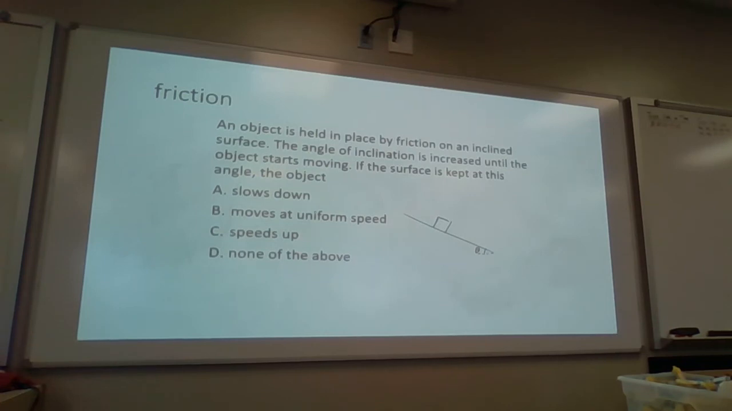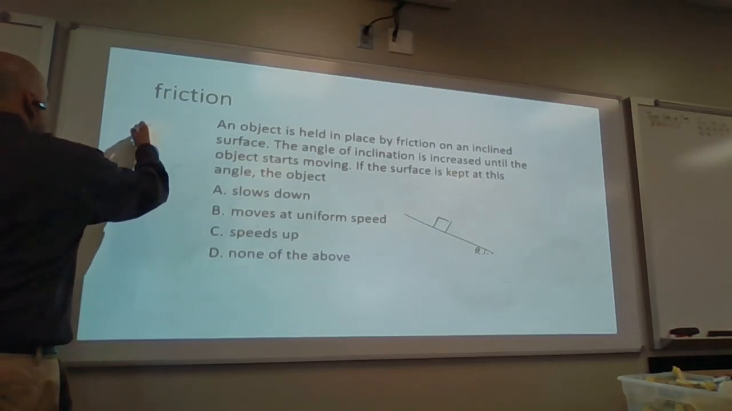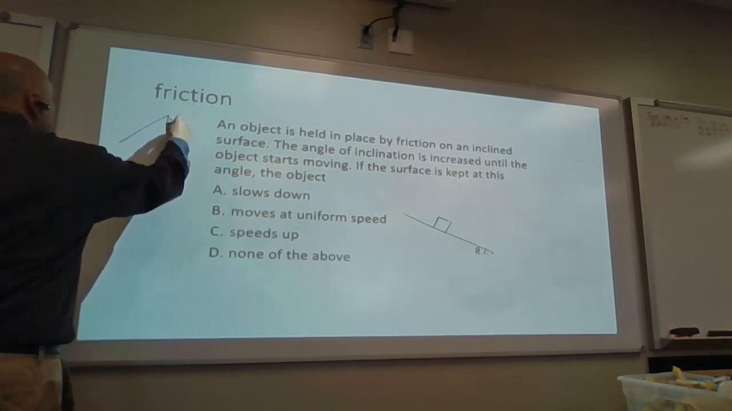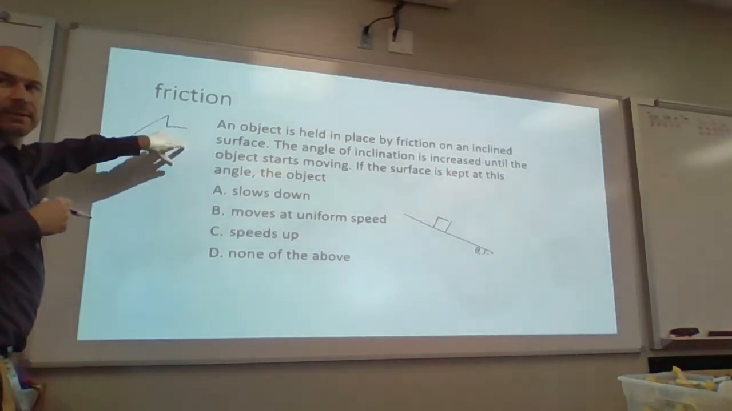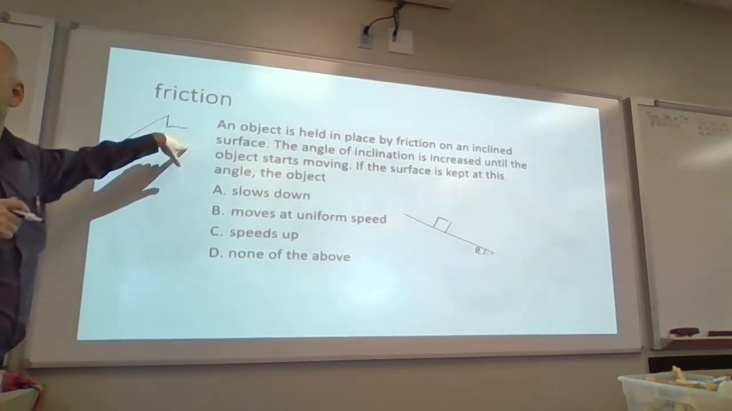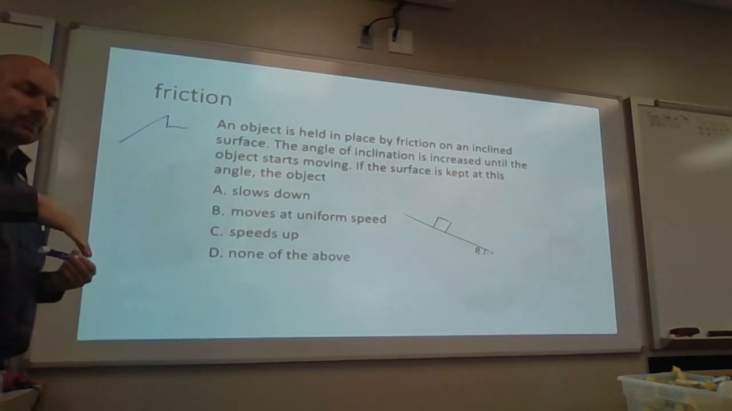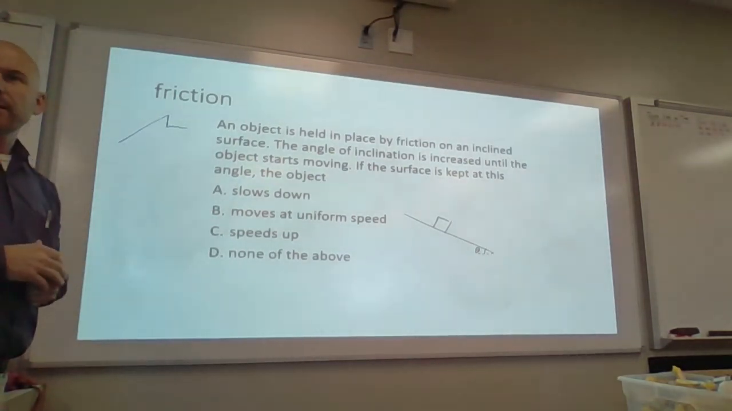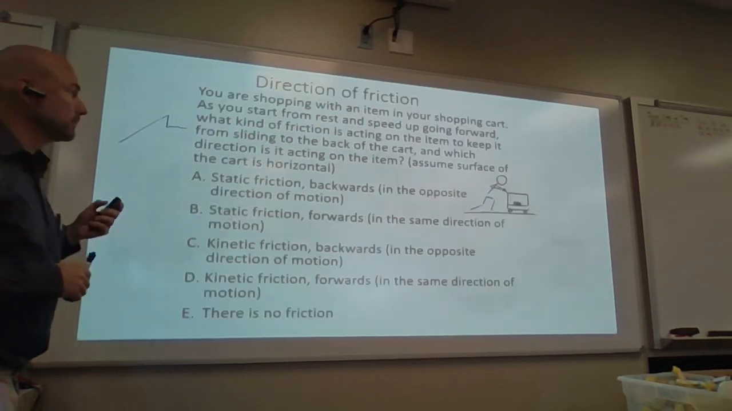Correct answer is C. Once it starts slipping, it drops from maximum static to kinetic friction, which is less than maximum static friction. So there's less friction opposing the force of gravity in the x direction. Therefore, it speeds up.